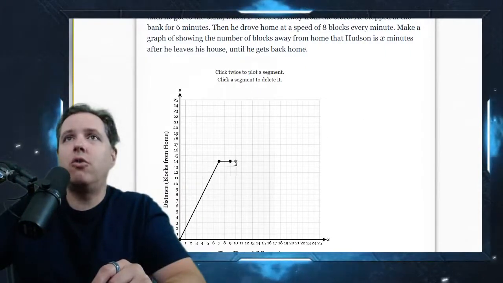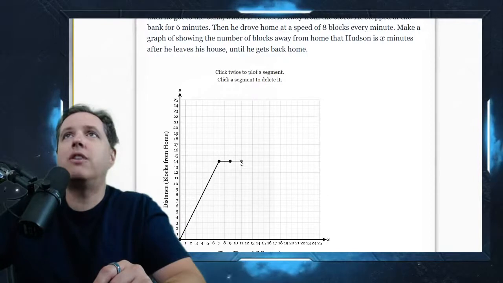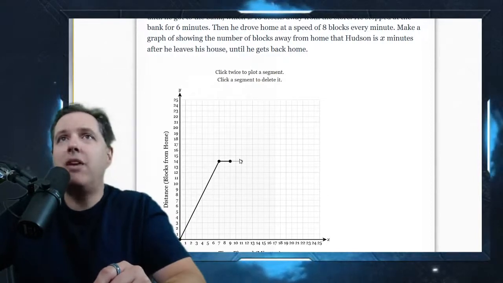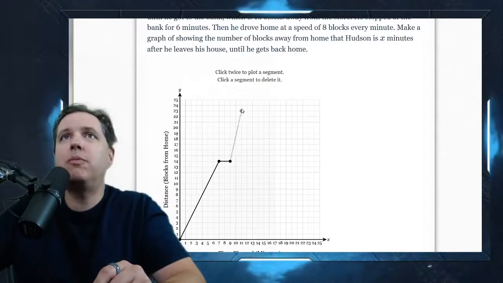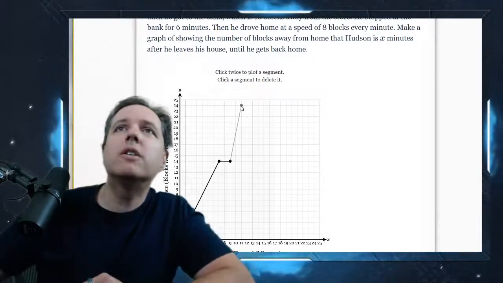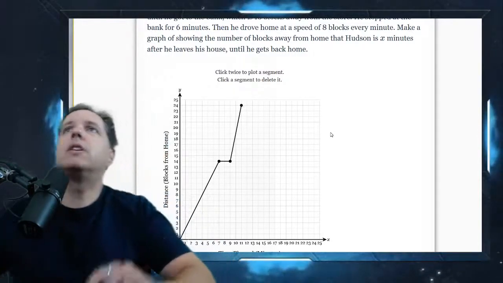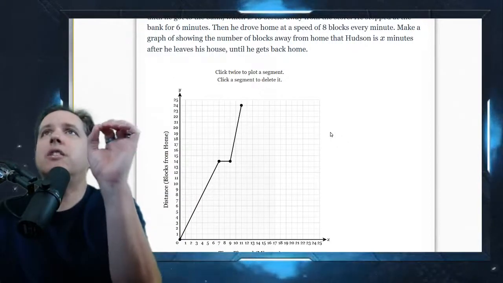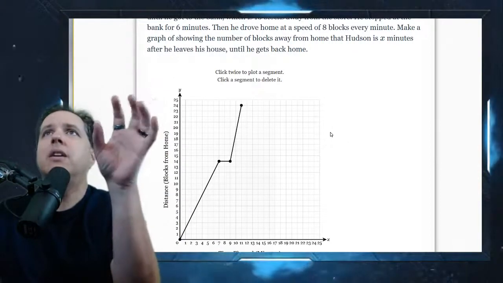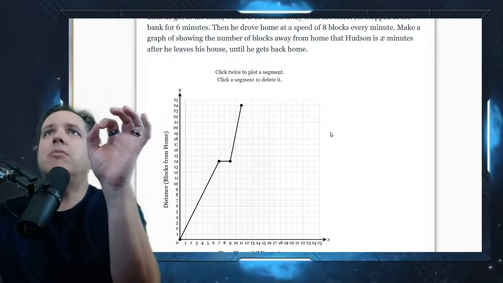So I'll start here, I'll go over 2, and what did I cover? Another 10 blocks. So if I'm at 14, that should put me up to 24, if I did that right? He drove in the same direction at a speed of 5 blocks per minute until he got to the bank, which is 10 blocks away from the store.